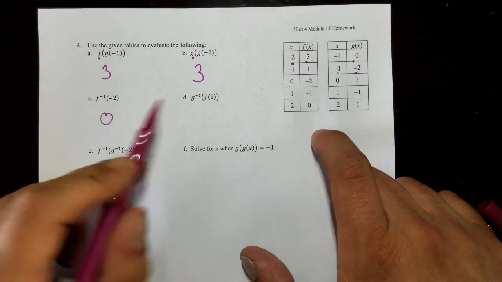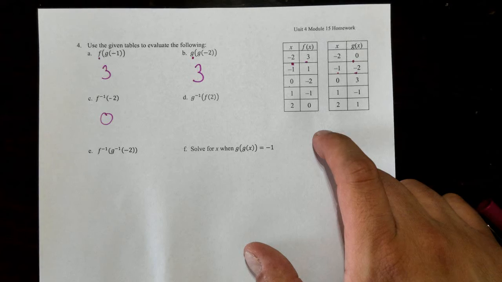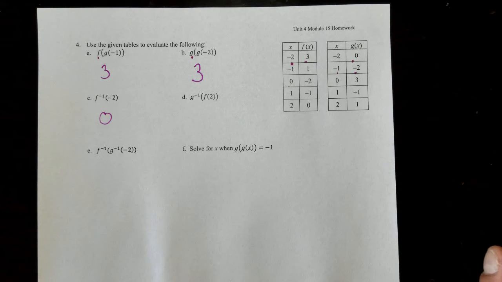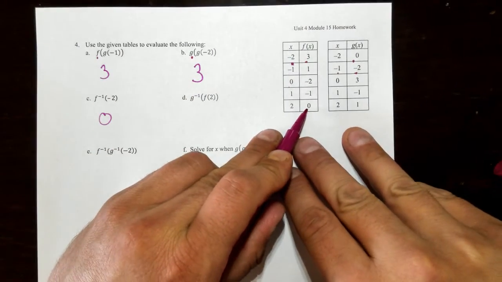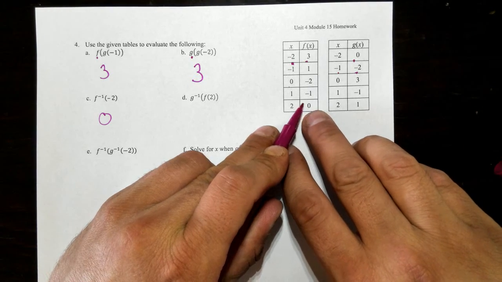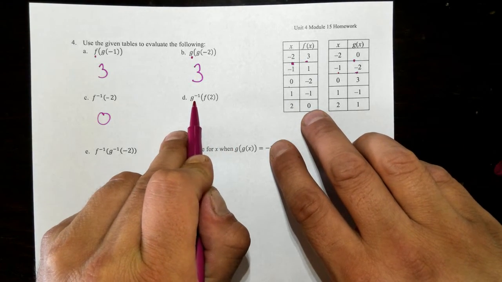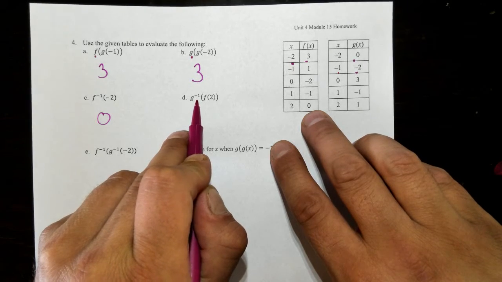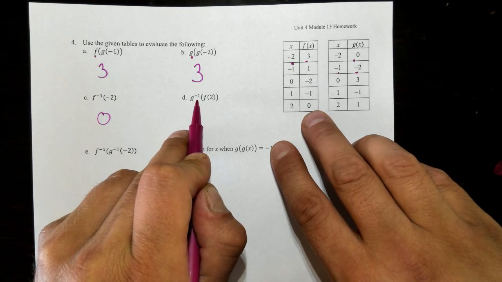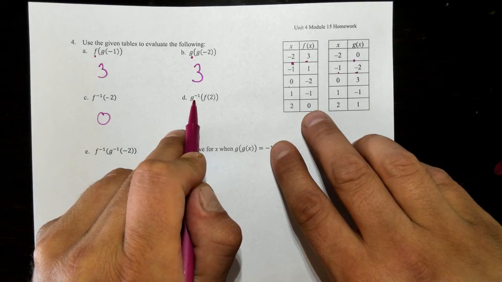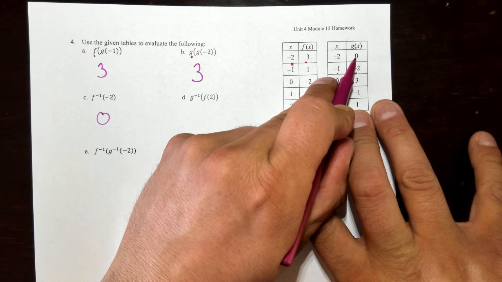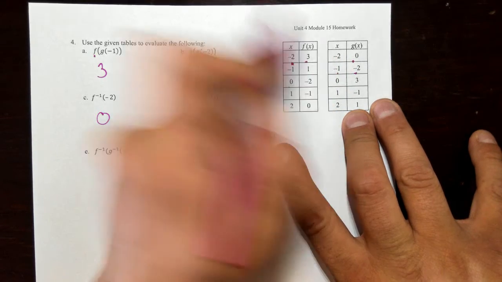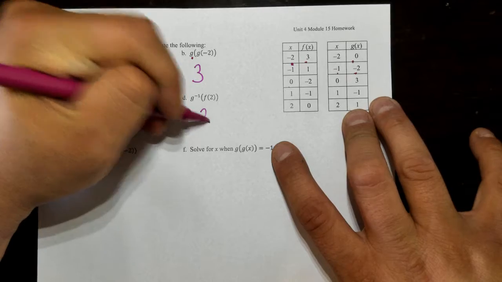And then D, G inverse of F of 2. So let's find F of 2 first. Remember, we always want to start with the middle here. F of 2 is 0. So now we need to apply 0 to G inverse. Since it's G inverse, we look at the output of 0 and find the corresponding input of G. Here's where G of x is equal to 0. So x is negative 2.